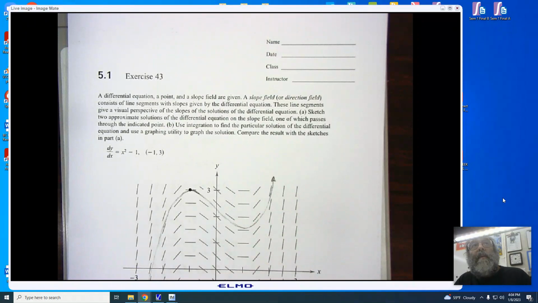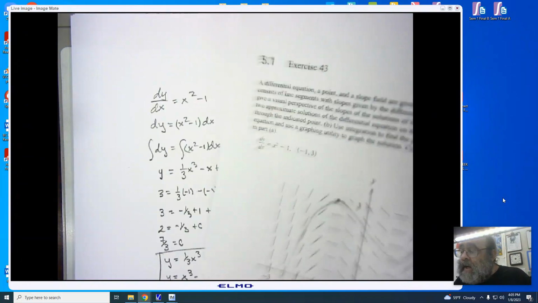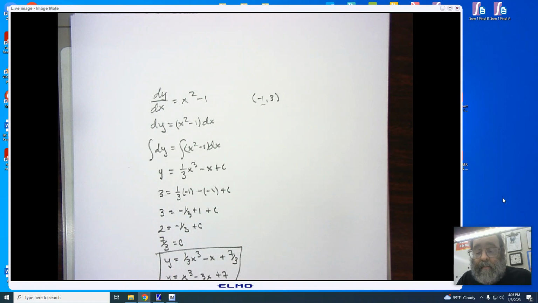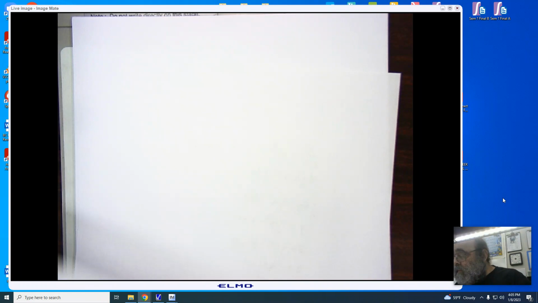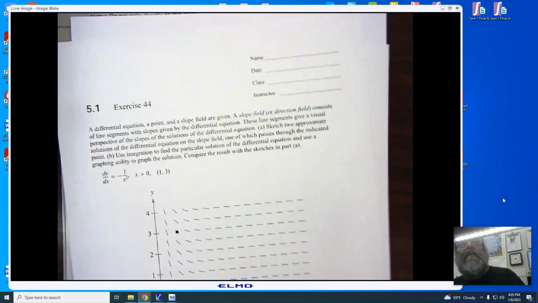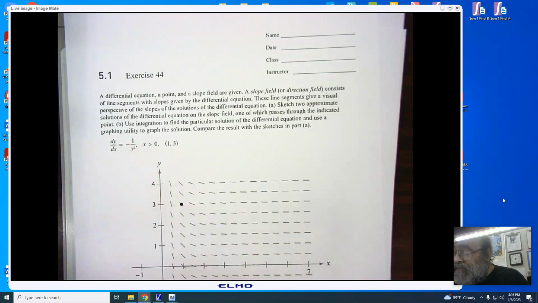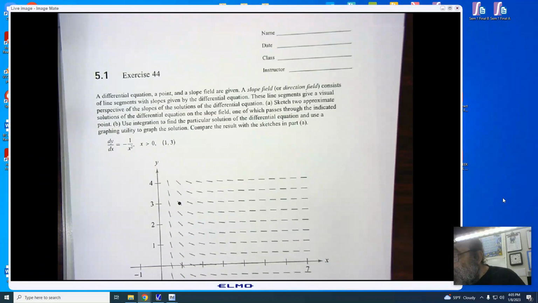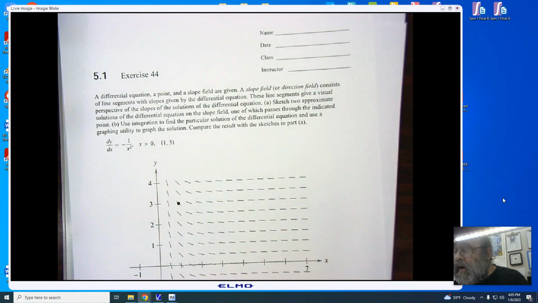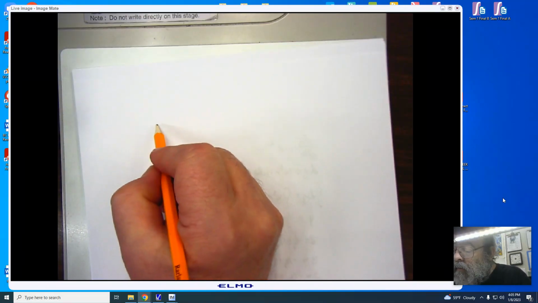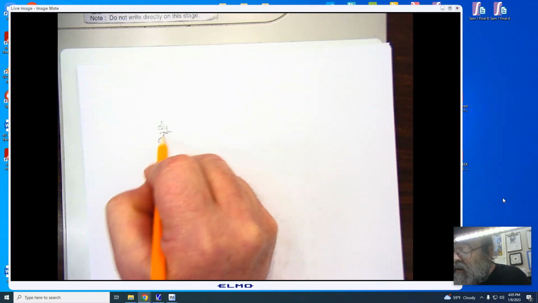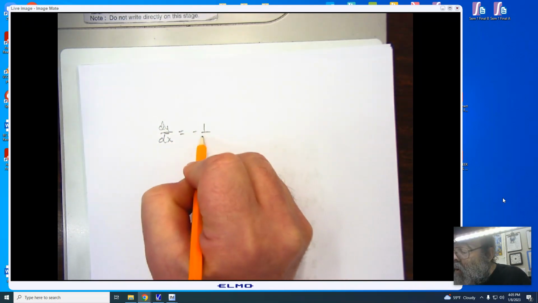And here's my answer. Let's go ahead and take a look at number 44. Number 44 gives us a different equation. Notice now we've got a rational function, negative 1 over x squared, and the point 1, 3. This is what we're going to work with. So we're going to start off with writing it down. dy dx equals negative 1 over x squared.